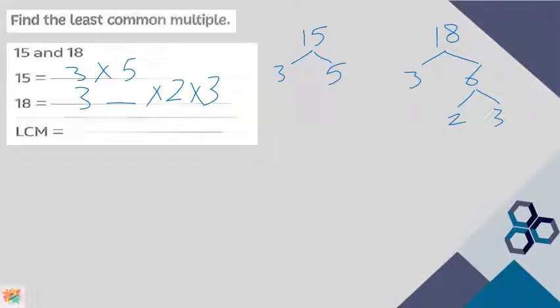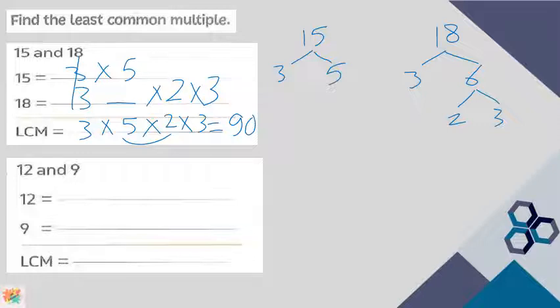Okay. Then the LCM take from each column one digit. 3 times 5 times 2 times 3. And you can get the answer 5 times 2 equals 10. 3 times 3 it's 9, so 10 times 9 equals 90.